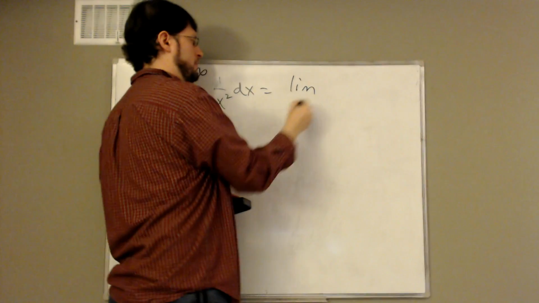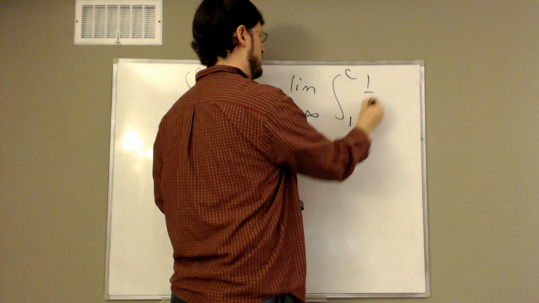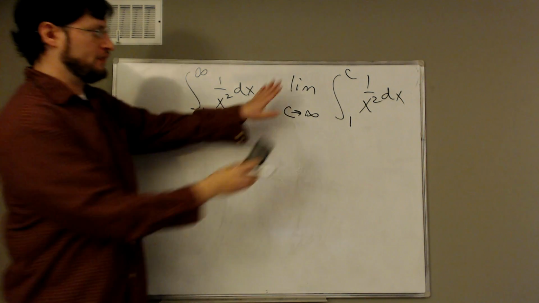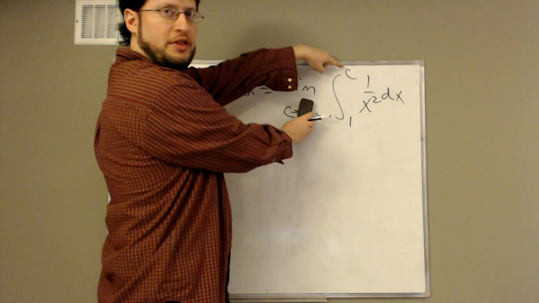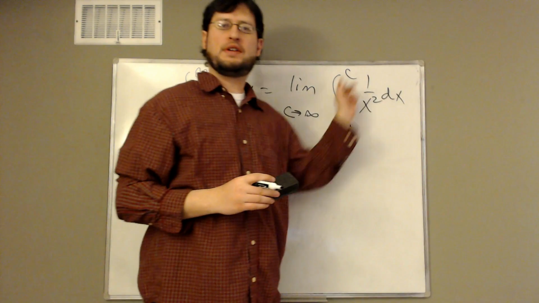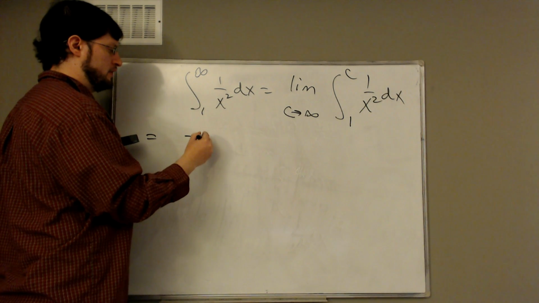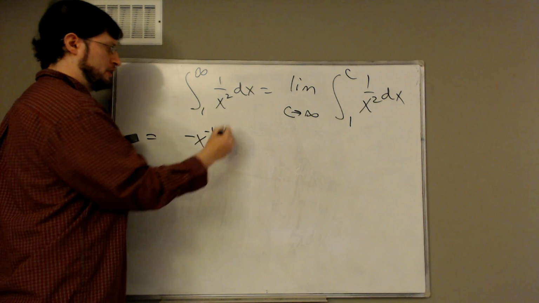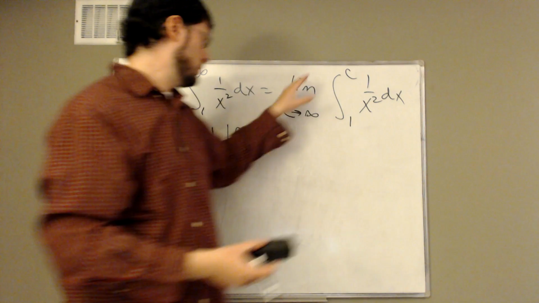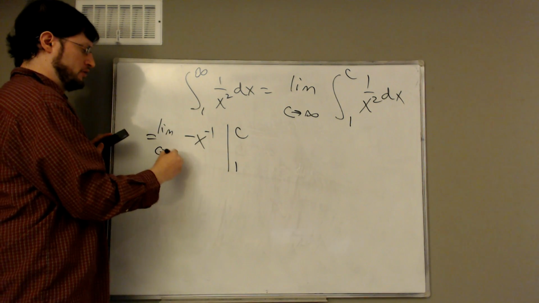It should be a limit as c goes to infinity of the integral from 1 to c of 1 over x squared dx. Now, if I didn't have that limit, again, at c, we think about this as just some number up here, if I found the antiderivative of 1 over x squared, we'd get negative x to the minus 1, and then we need to evaluate from 1 to c. If this were the area under the curve from 1 to 10, we would evaluate from 1 to 10. And then after that, we'll take the limit as c goes to infinity.